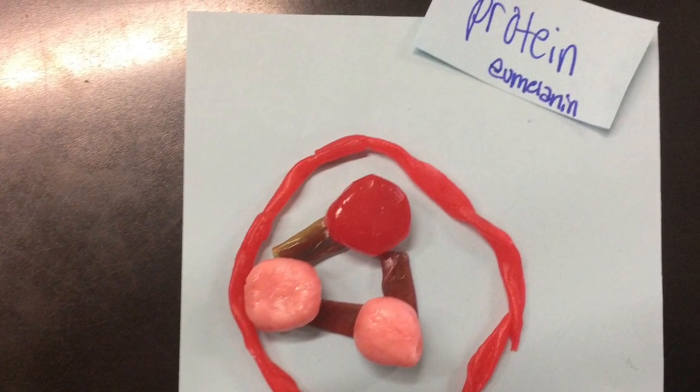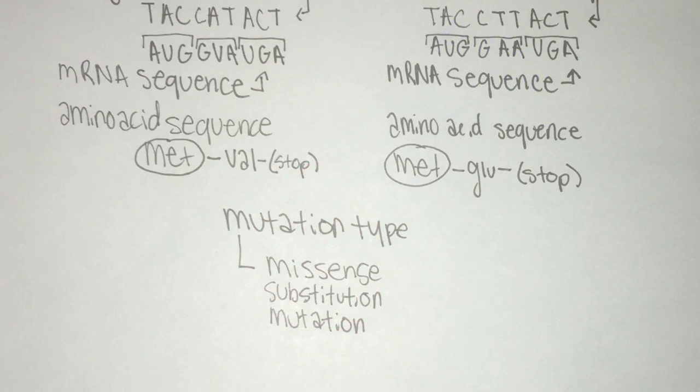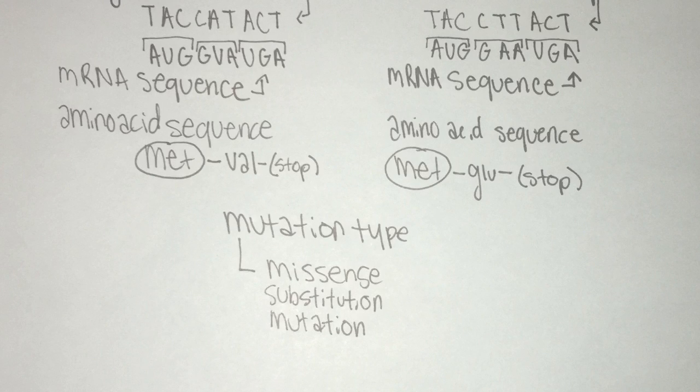Protein. The protein we demonstrated was eumelanin, which controls the color of the feathers of the penguins. One type of mutation that can occur is substitution.